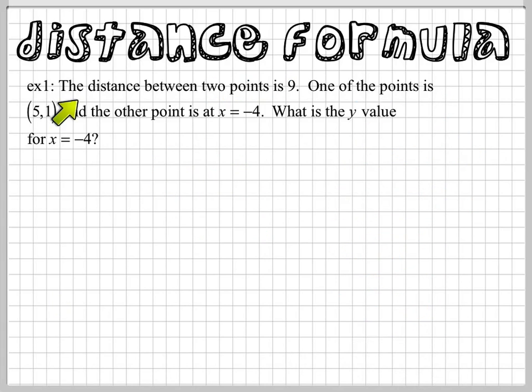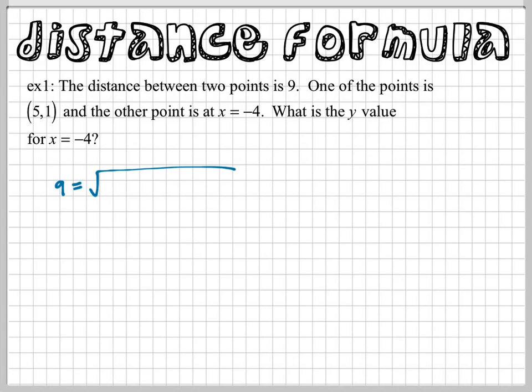It says the distance between 2 points is 9. One of the points is 5, 1, and the other point is at negative 4. What is the y value for negative 4? X equals negative 4. Okay, so here we go. We're going to use the distance formula, which is what we just did. So we got d equals... Oh wait, we know what d is. What is the d? 9 equals, okay.